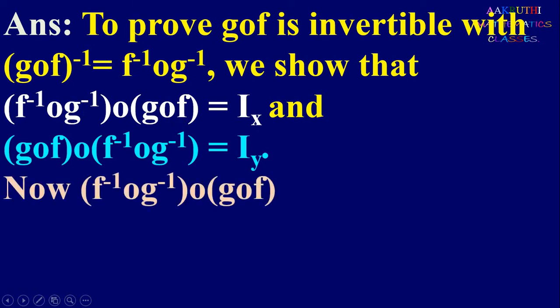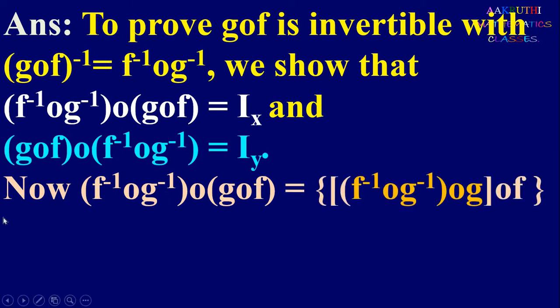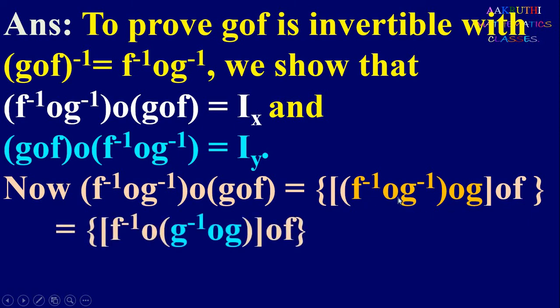Now first we take f inverse composite g inverse composite g composite f. Since composite function is associative, we can change the bracket. So we can write f inverse composite g inverse composite g composite f as f inverse composite (g inverse composite g), and again composite f. And we can change the bracket. We can write this as f inverse composite g inverse composite g composite f.